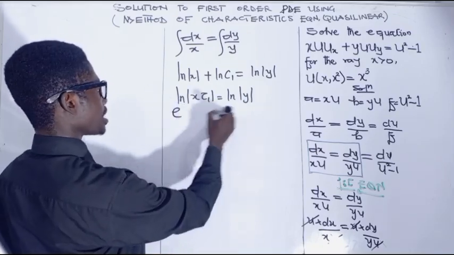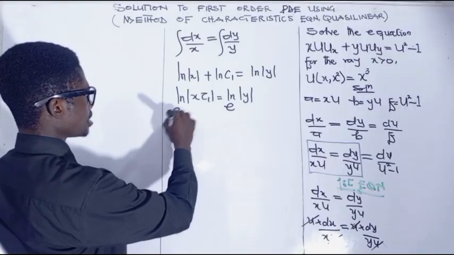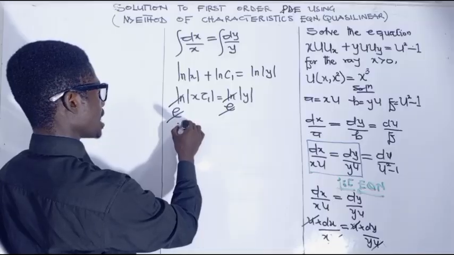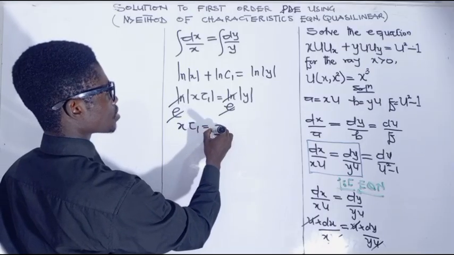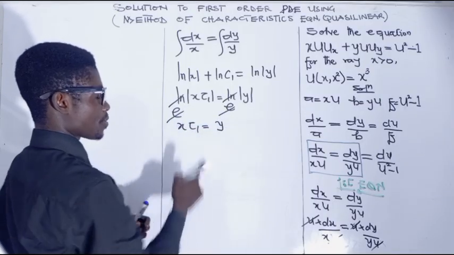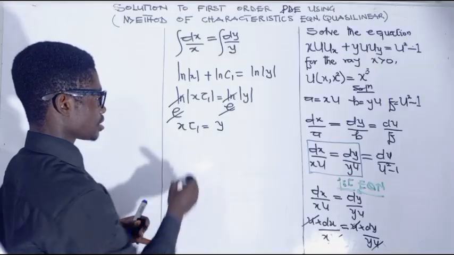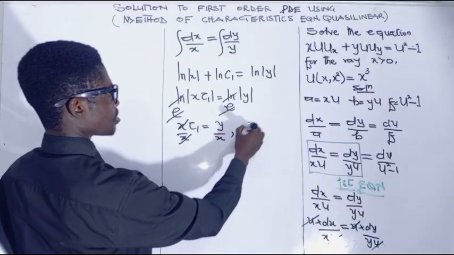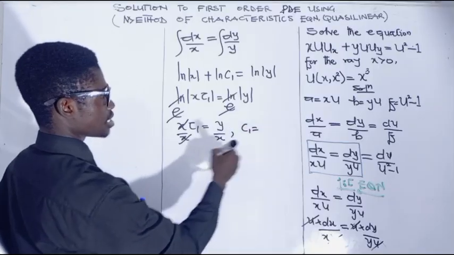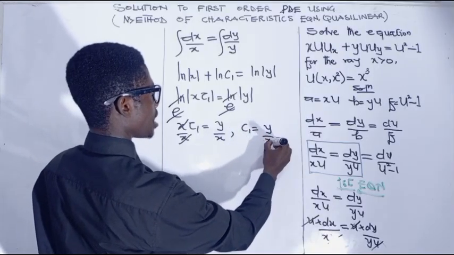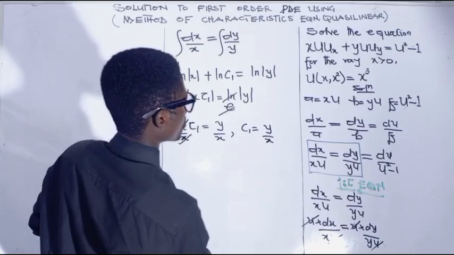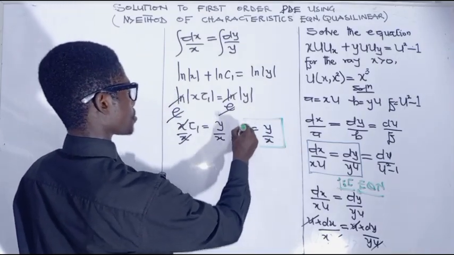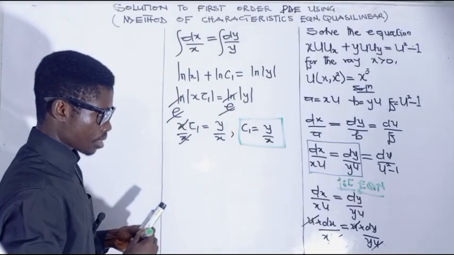Now we are interested in making C the subject of the equation, or C1 the subject. So let's take the e on either side of the equal sign so that this e will cancel the ln. We are left with what? x C1 is equal to what? Y. We are interested in making C1 the subject, so we divide both sides by x, this will cancel this. So from here, you can say that our C1 is equal to what? Y all over x. Very, very easy and simple. So this is our first solution.